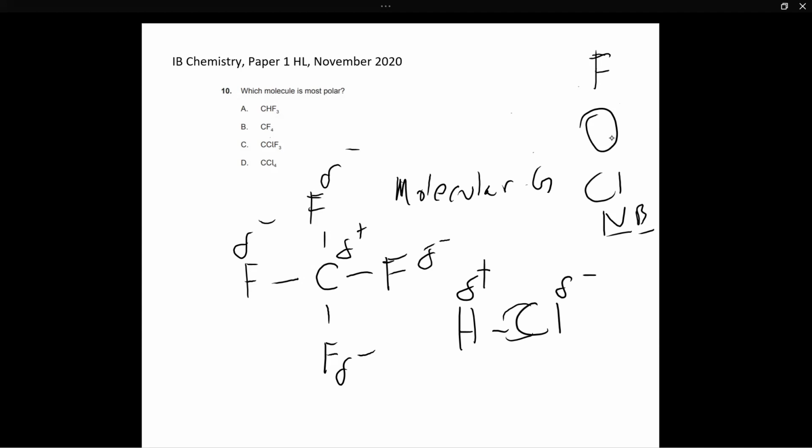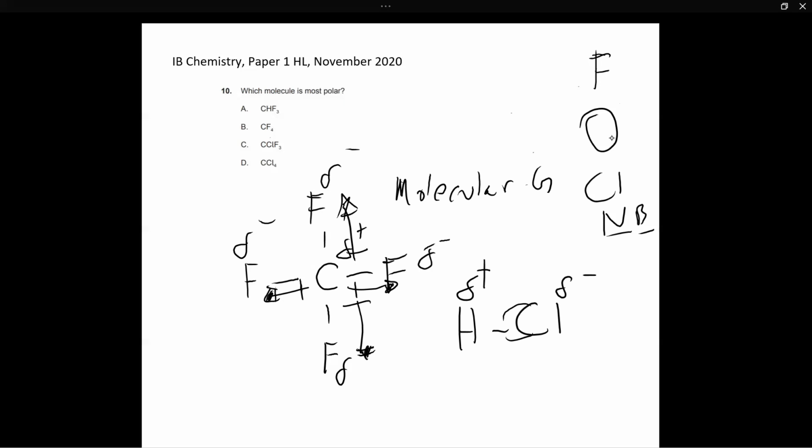That means that the dipole moment is towards the fluorines. In a dipole moment, this represents the positive end, and this represents the negative end. So that's what a dipole moment is. The dipole moment is moving towards the negative end of the molecule. So they all have a dipole moment towards the fluorine.